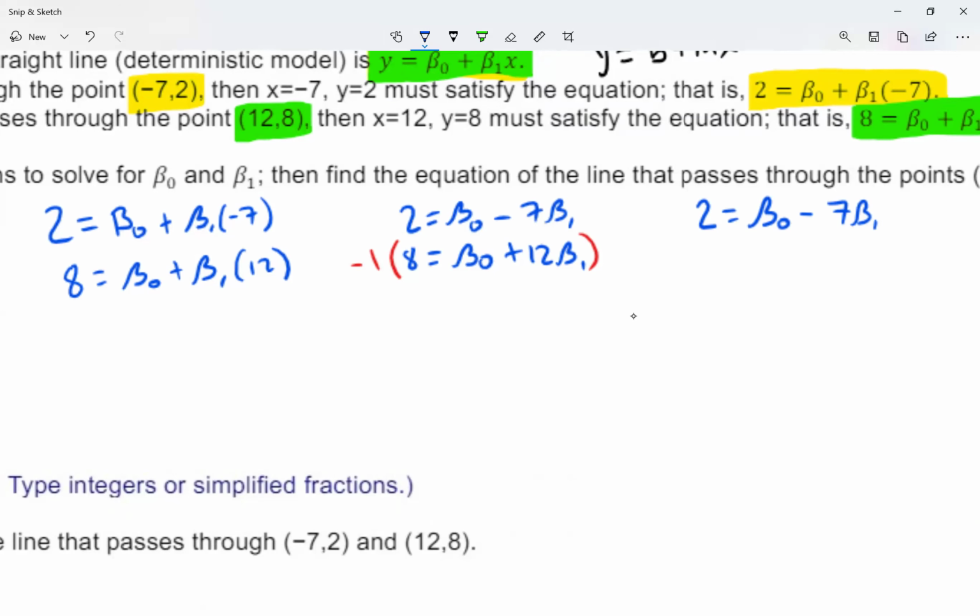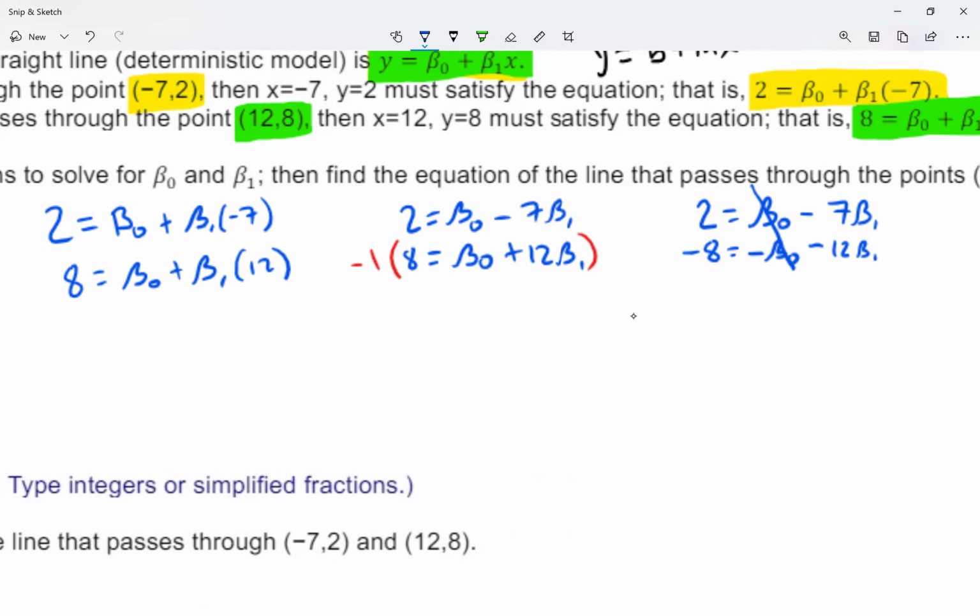The second equation, let me multiply everything by negative 1. So that gives me negative 8 is equal to negative beta 0 minus 12 times beta 1. Again, I multiplied everything on the second one by a negative 1. So I switched the signs because my beta 0 cancels out, right? Beta 0 minus beta 0, when I combine them, is 0.